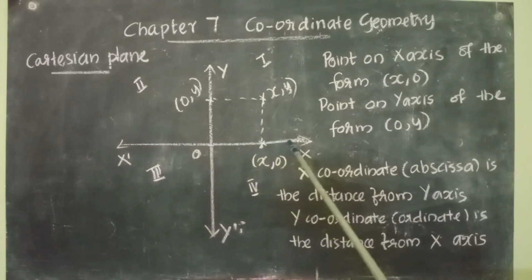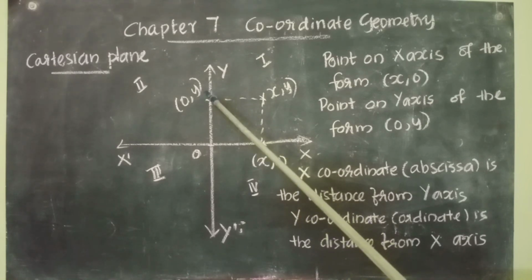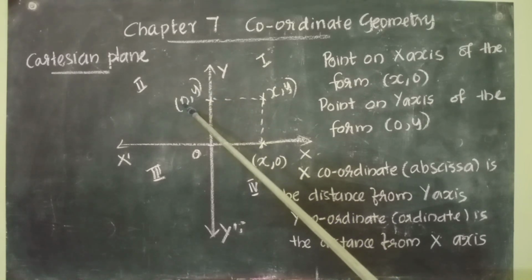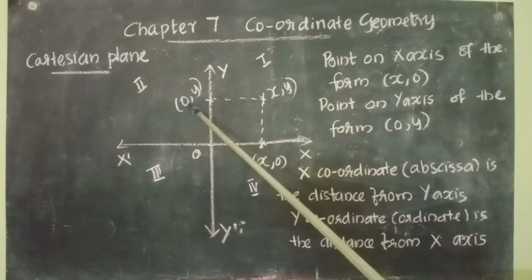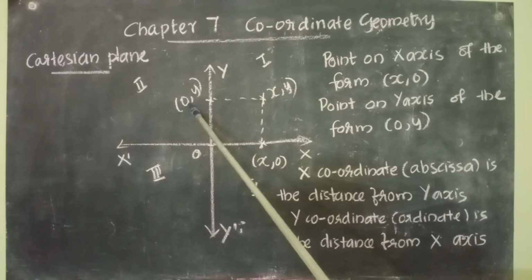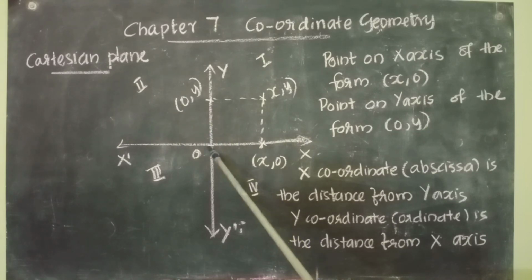Then the points on x-axis. The points on x-axis are of the form (x, 0) because the y-coordinate of the points on x-axis will be 0. Then points on y-axis are of the form (0, y) because the x-coordinate of the point on the y-axis will be 0. This is our origin. The coordinates of origin are (0, 0).